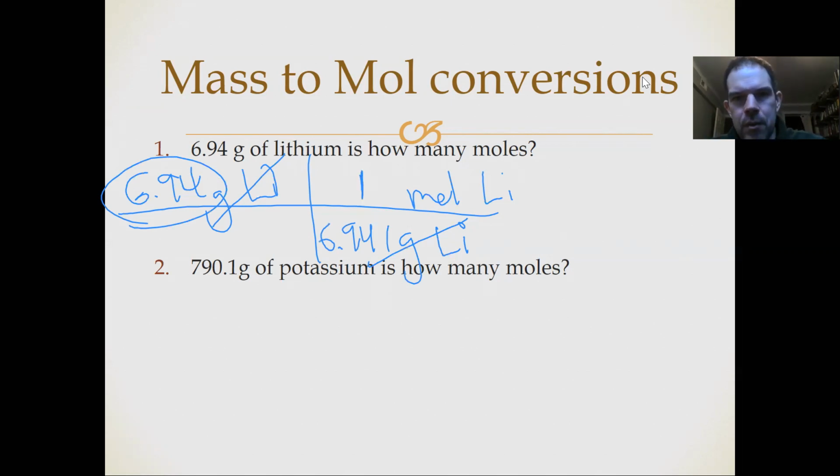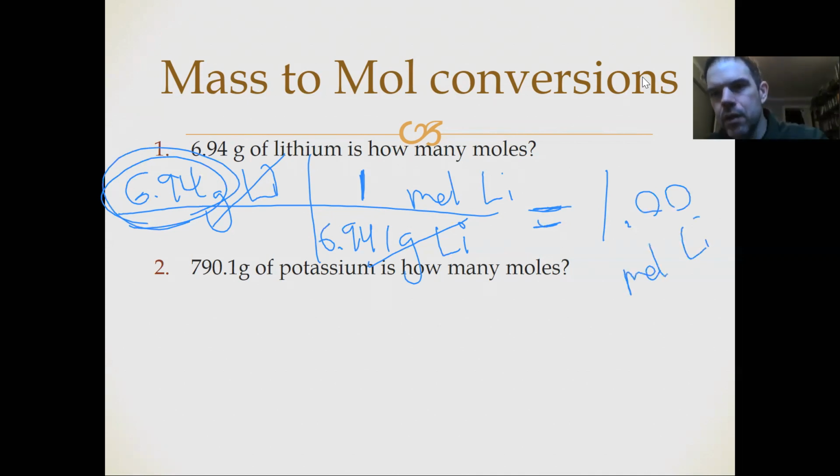And then 1 almost always goes in front of moles. So 1 goes in front of moles, and then the 6 point whatever right there. You can kind of get the gist of it. 6.94 divided by 6.94 is equal to 1. What a surprise! But it should be 1.00 because it's 3 sig figs, and then it'd be moles lithium for that answer. Okay.